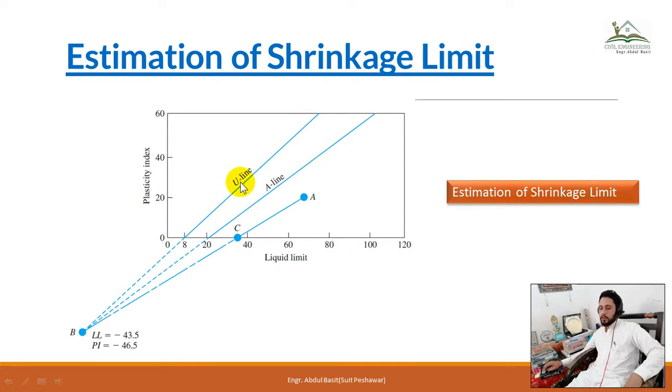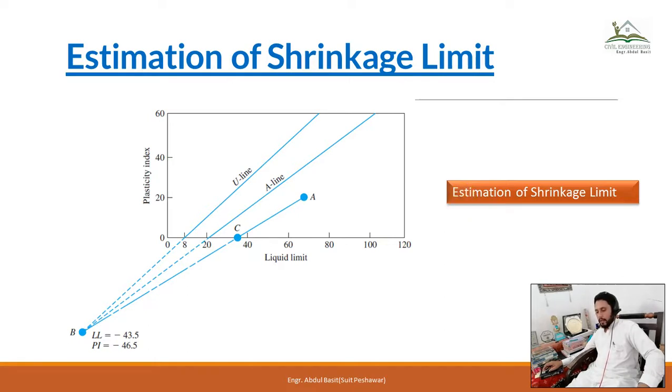Let me repeat it again. You have the U line and A line in the plasticity chart. Extend the U line backward in the same direction, then extend the A line downward and backward in the same direction. These two lines will intersect at point B. Then plot your soil in this chart. Let's say it has a liquid limit of about 65 and a plasticity index of around 19. You get the point A by plotting the soil. Then you have point A and point B. Join these two points. This line will intersect the liquid limit axis, the abscissa, at point C, and this point C will give you the estimated value of the shrinkage limit.